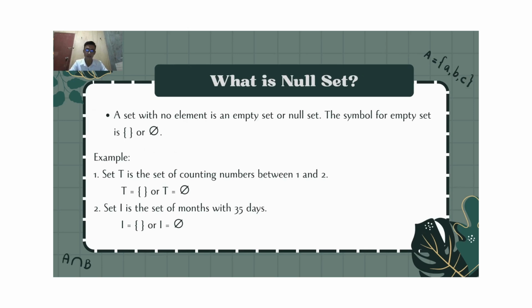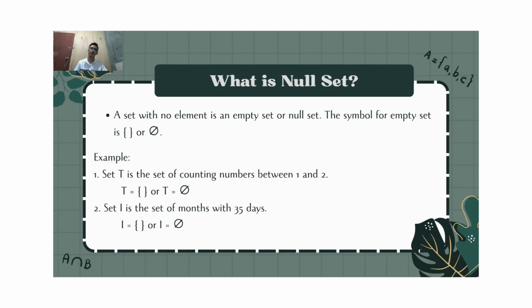On the other hand, we have here on the next slide a null set. What is a null set? A set with no element is an empty set or null set, right? I have said it a while ago that kapag walang nakalagay sa braces sa loob, we call that an empty set or a null set. Okay, that is the symbol of that. The braces that have no elements or an O that has a slash. So those are the symbols for an empty set or a null set. So we have examples here.